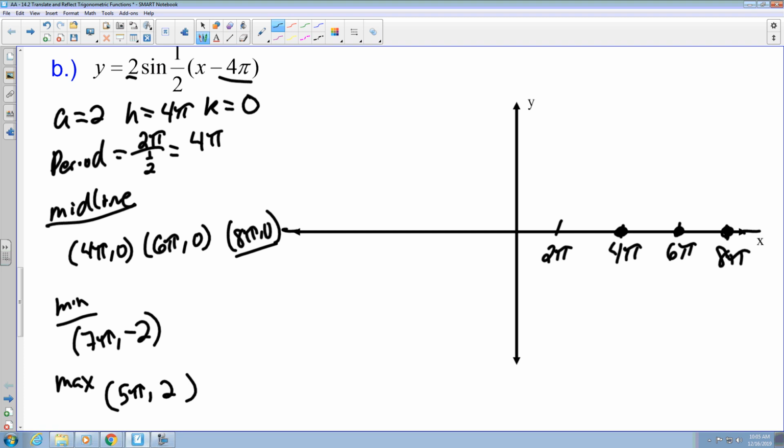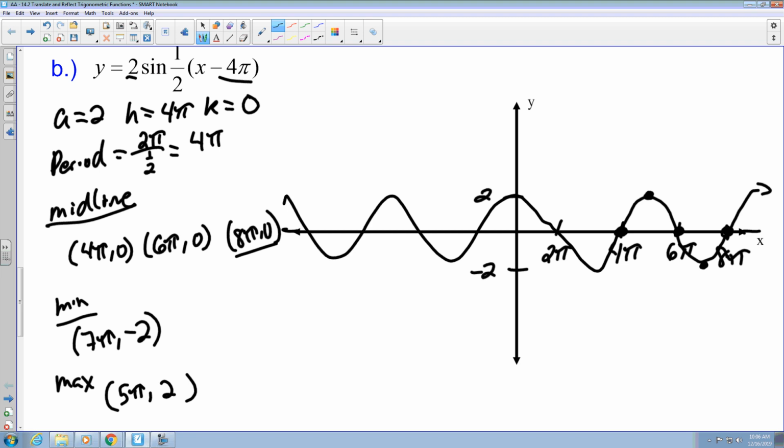Next I'm going to plot my minimum. My minimum is, so I'll just put -2 right here. I'll put +2 right there. It'll be 7 pi, so it's going to be right about there. And my maximum is at 5 pi, and that'll be at 2, which would be right about there. So my function is going to be right about there, and then I can just continue on, it's probably going to look something like this all the way across. Okay?